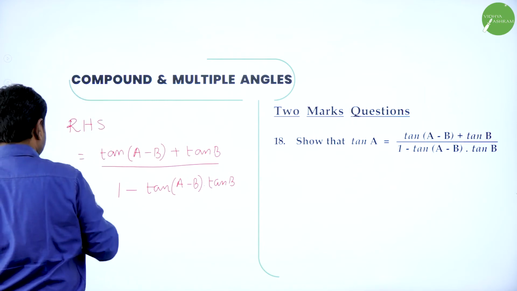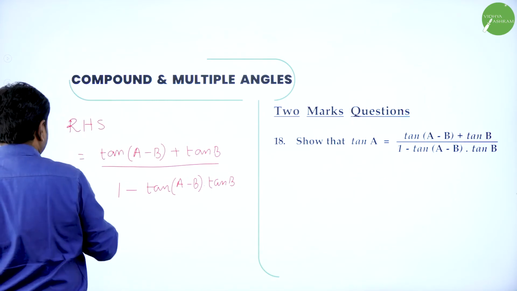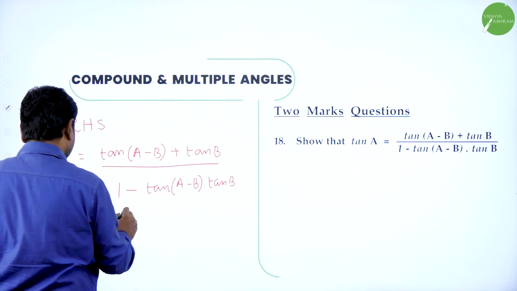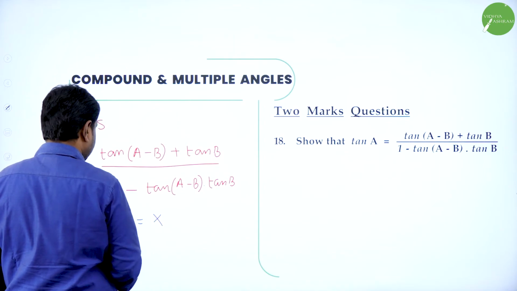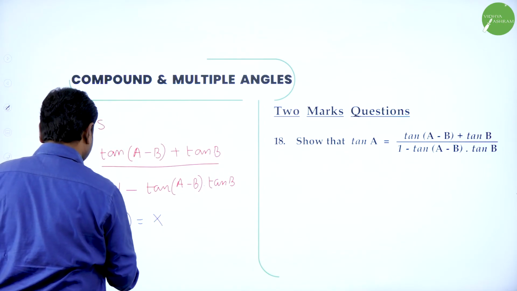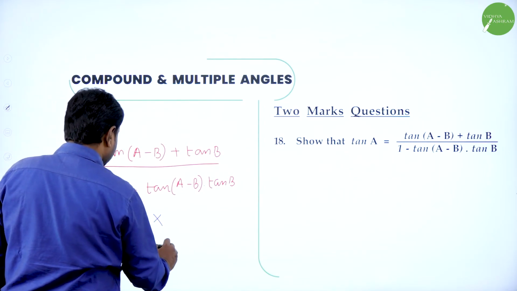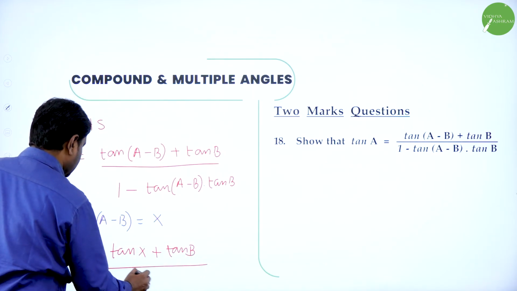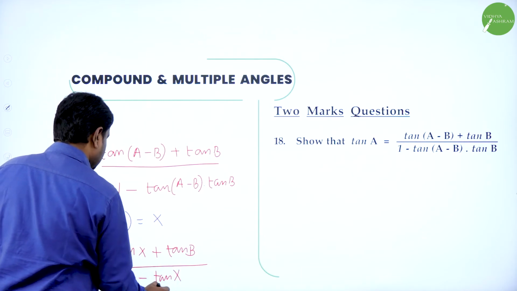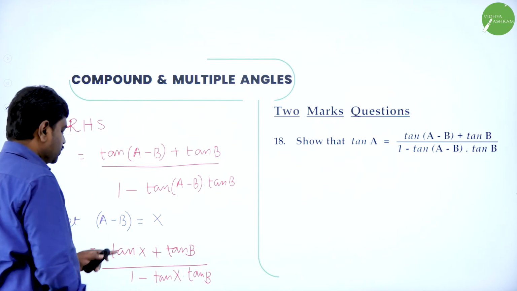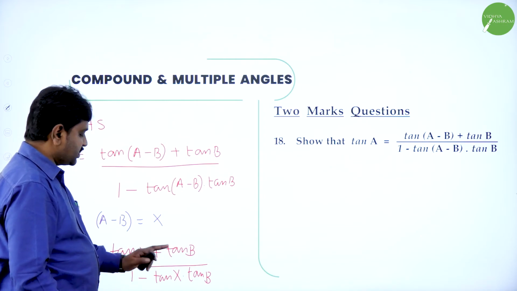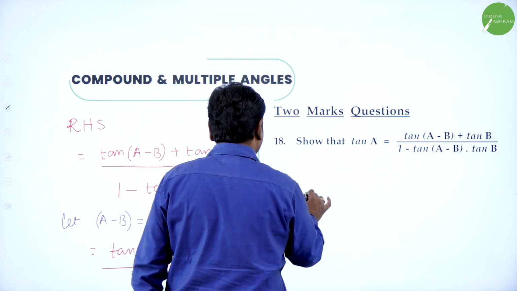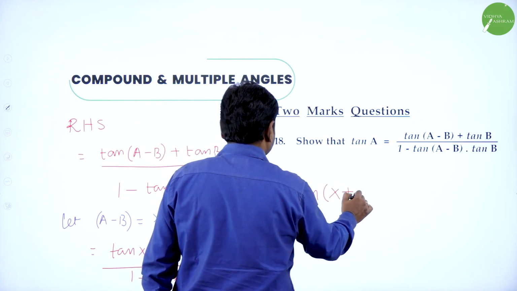I'll assume. So now we have a big term. In spite of the big term, let me assume A minus B value as, say, x. Then the problem reduces. I can write it as tan x plus tan B divided by 1 minus tan x into tan B. Now if you observe, it is in the form of tan A plus tan B by 1 minus tan A into tan B, so I can write tan of x plus B.